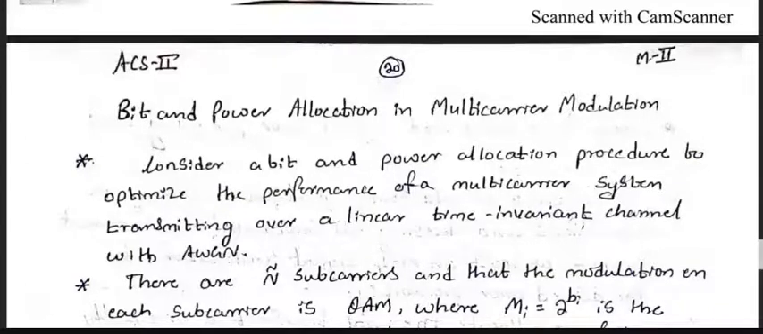That too for a multi-carrier system which is transmitted over a linear time invariant channel, plus there is an addition of additive white Gaussian noise. In that scenario, we want to increase the performance of the multi-carrier system with the help of bit and power allocation, as you can see in the particular PDF here.